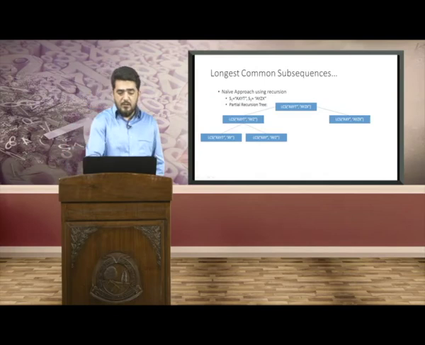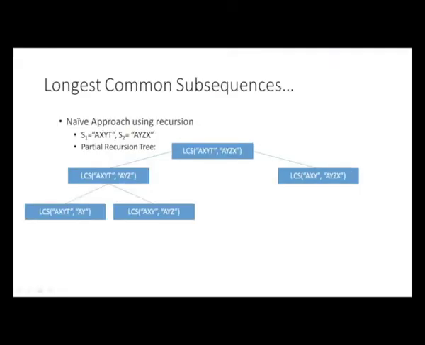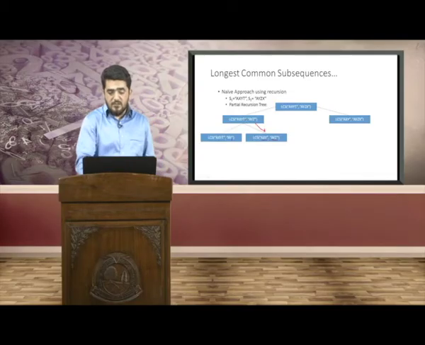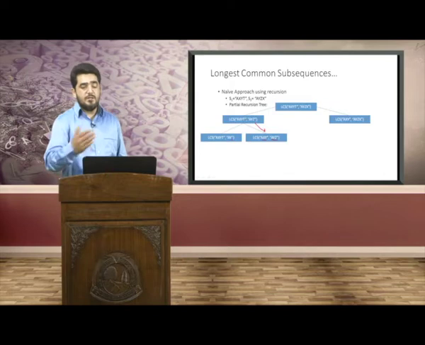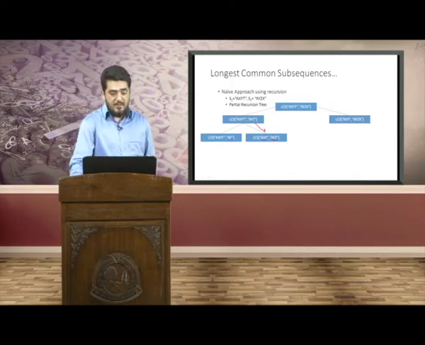We will proceed with the left subtree first. So it will be the LCS of the left sequence as it is and the right sequence minus the last character. The Z will be removed in this case here. Similarly, for the other case, the left sequence would have its last character deleted and the right sequence would be as it is, as it came from the previous call.